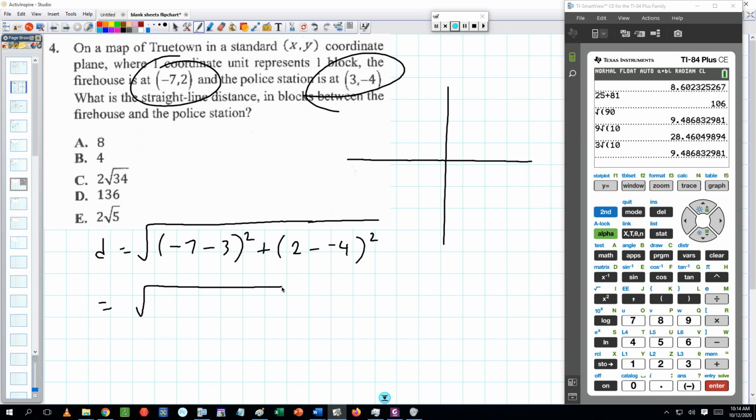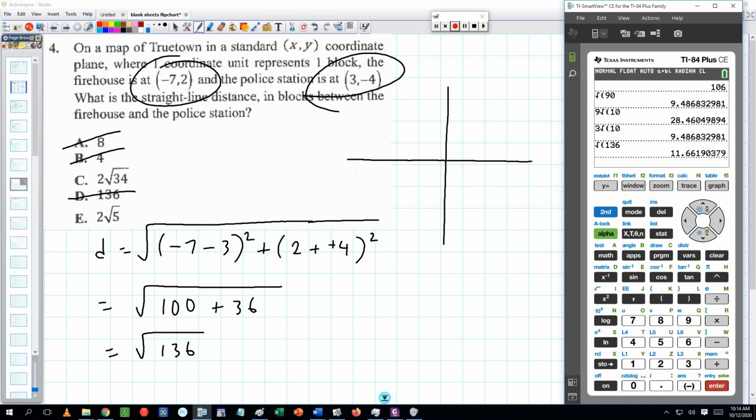-7 take away 3 is -10. -10 squared is 100. 2 take away -4 is 6. 6 squared is 36. The square root of 136. It's obviously not 8 or 4 or 136. Square root of 136. Let's find us a match. 2 square root 34. We have a match. Our answer is C.